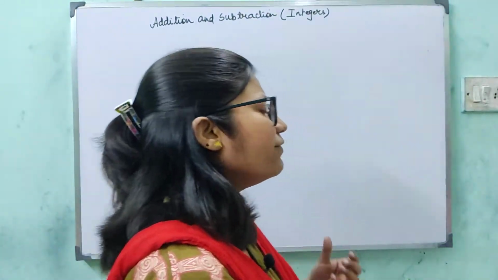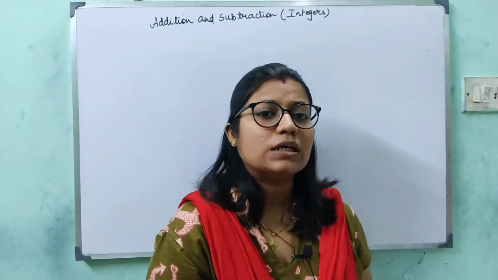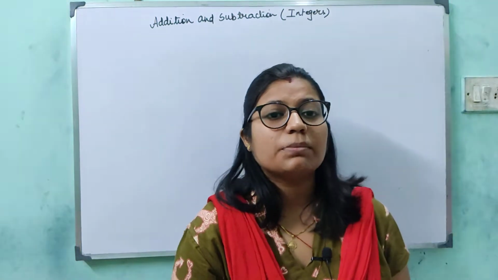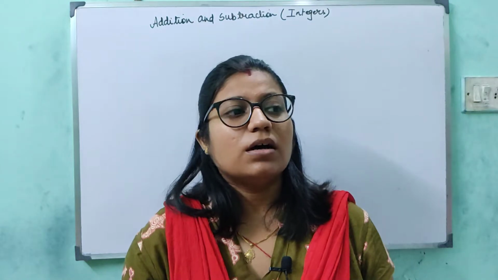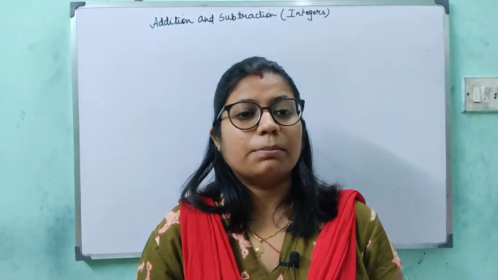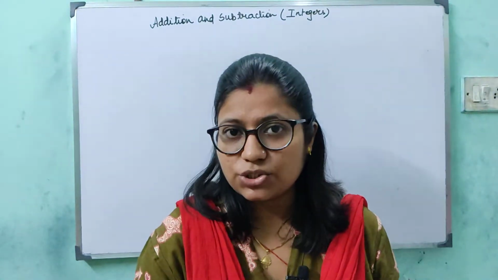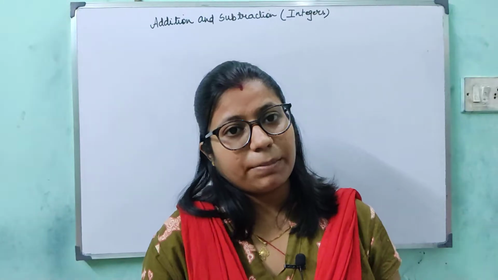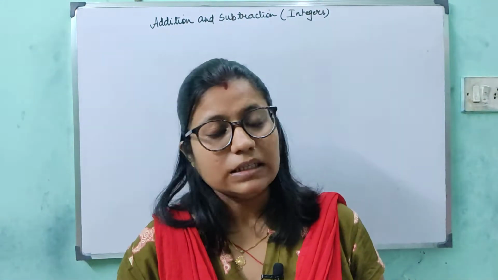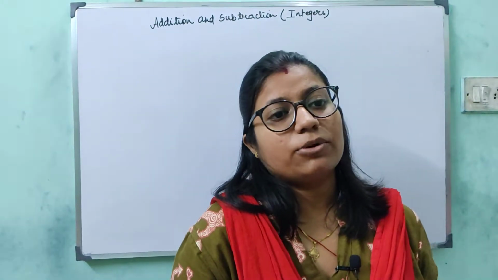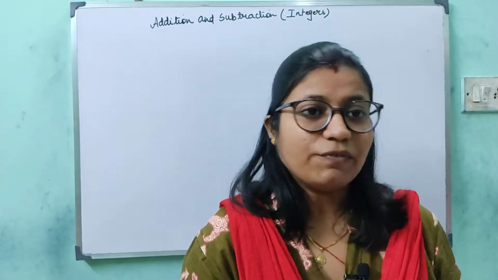So, giving you a small recap on whatever we learnt the other day. That is, we learnt about positive integers, the negative integers, the relation between positive and negative integers. Then we learnt about the number line, how to compare the negative and positive integers, and how to compare two negative integers, arranging them in ascending order, descending order. We had learned these things. Today we are going to learn about the addition and subtraction of integers.